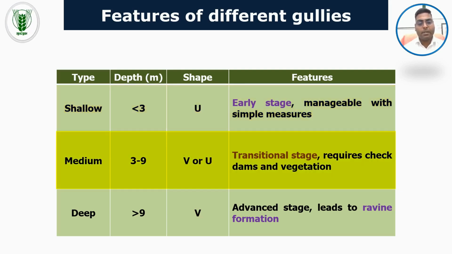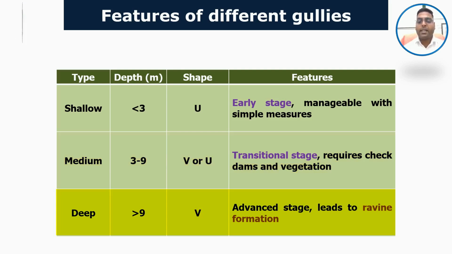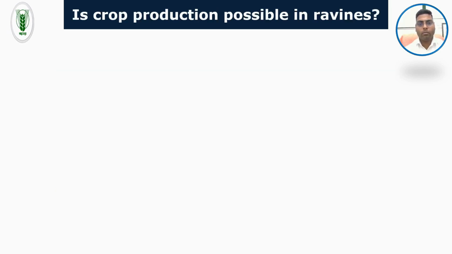Second one, medium gullies. Medium gullies have 3 to 9 meter depth and they either have V or U shape, and they require check dams and vegetative stabilization. Deep gullies have more than 9 meter depth and generally they have V shape. So, this classification helps in selecting the appropriate rehabilitation technology.